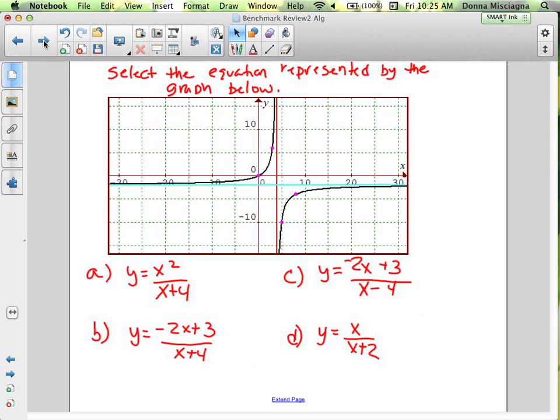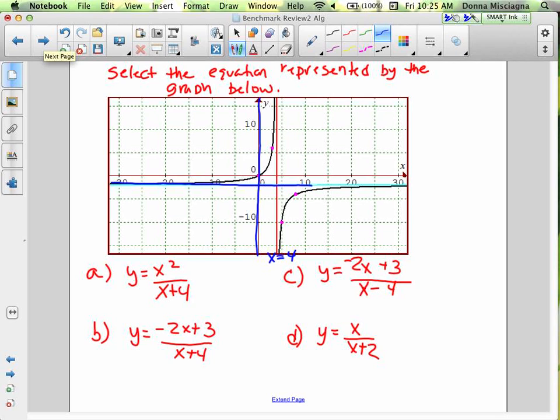Select the equation represented by the graph below. All right, don't get too flustered. Just look at your intercepts, or let's look at your asymptotes. There's a vertical asymptote. Now this isn't the best graph, but I'm going to assume it's integer values. This right here is the y-axis. The lines go up by 5. I'd assume that this is x equals 4, especially because these are all integers as asymptotes. The denominators, if you set them equal to 0, they'd all be integer values.